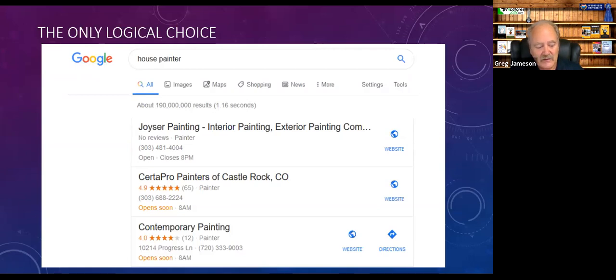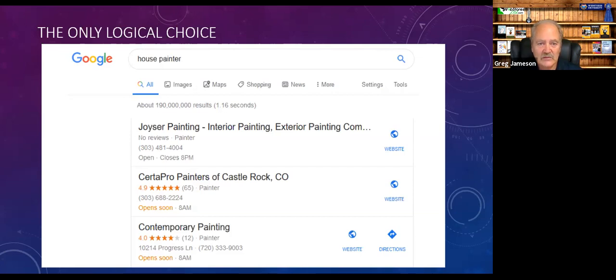So the number and quality of reviews that you have on Google is extremely important, much more important than the number and quality of reviews that you have on Facebook or Yelp or TripAdvisor or any of those other review sites that are out there. You want to get high quality reviews on Google.